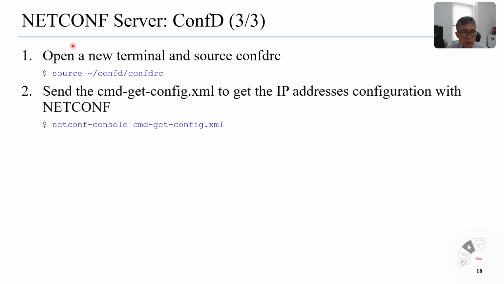After that, we can check locally. So open a new terminal and source ConfD, and then send a get config XML command to get the IP addresses configuration with NETCONF. So using this console command, get config XML, you can get the IP addresses.